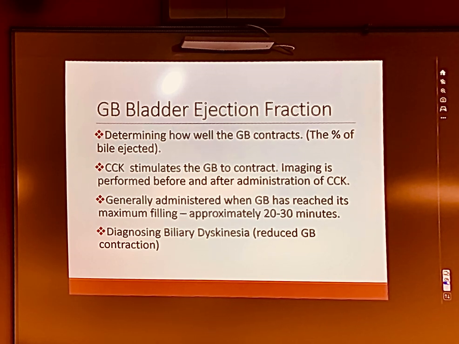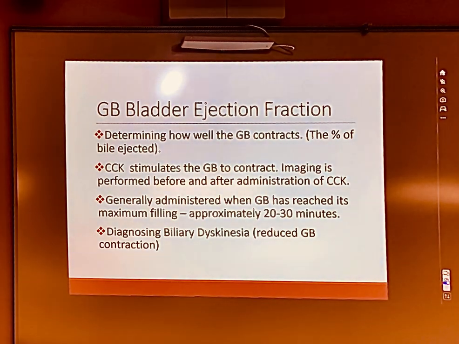But I have been known to tell my patients that the gallbladder is the Paris Hilton of organs. Just because it looks pretty doesn't mean it works.